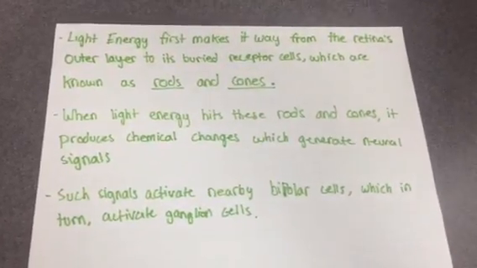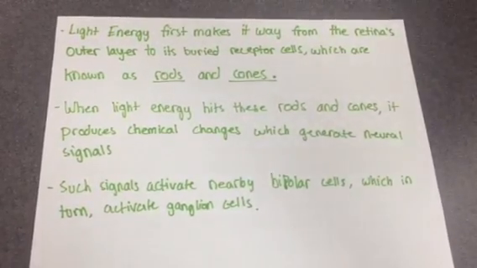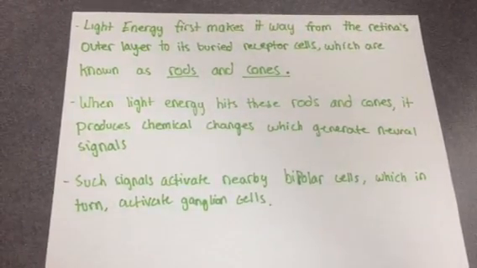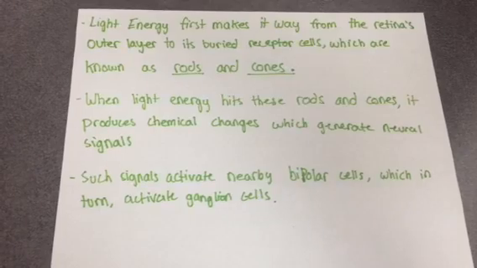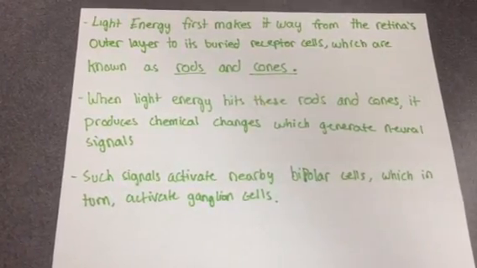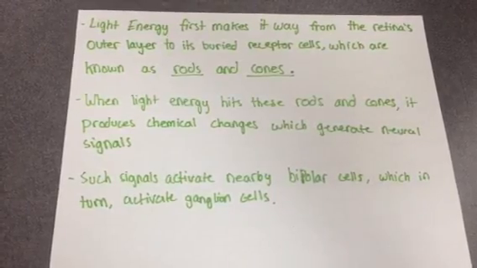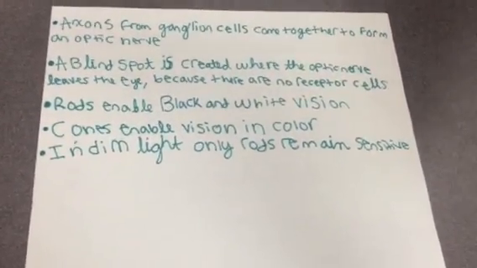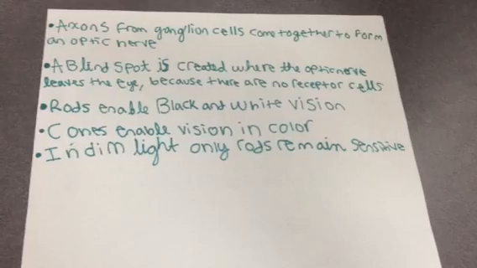The light energy first makes its way from the retina's outer layer to its buried receptor cells, known as rods and cones. When light energy hits these rods and cones, it produces chemical changes which generate neural signals. These signals activate the nearby bipolar cells, which activate ganglion cells. The axons from the ganglion cells come together to form an optic nerve, which carries information to the brain.